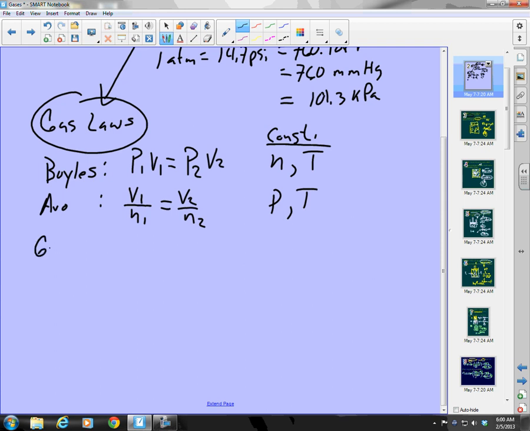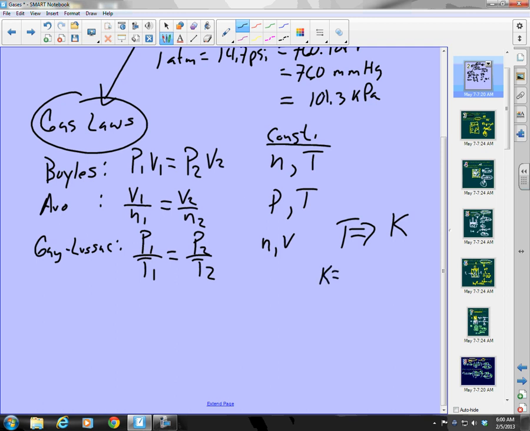And we had Gay-Lussac, and that is P1 over T1 equals P2 over T2. And moles and volume are constant. What's very important here is T must be in Kelvin. And how do I get Kelvin? Kelvin is equal to Celsius plus 273.15. Remember, Kelvin is absolute zero, so Kelvin can never be negative. Cool. And now we are moving on.